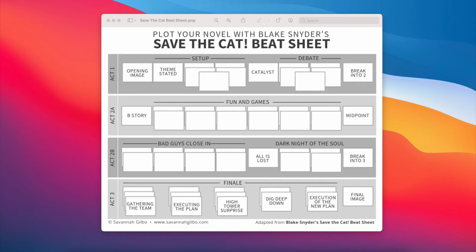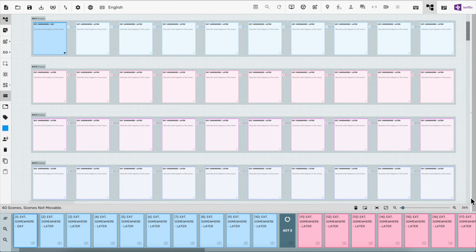Scrite bundles Save the Cat as the default structure, but you can change it, and later I'll show you how. Let's start with 40 index cards. What Save the Cat says is that every story has to begin with an opening image.